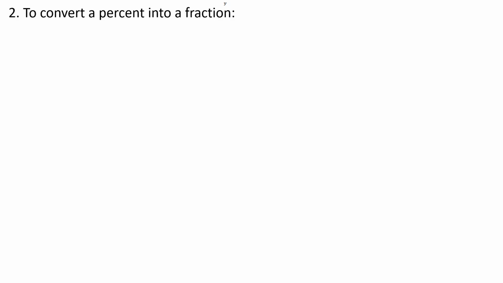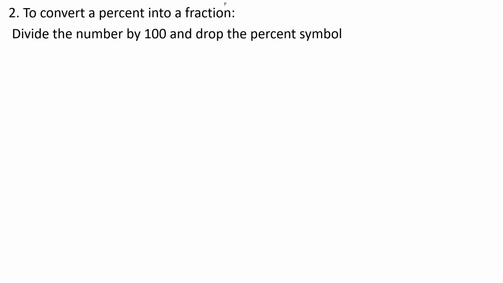This is to convert fraction into percent. Next point, to convert a percent into fraction, we have to divide the given number by 100, then drop the percent symbol. For example, to convert 45% into fraction, 45 divided by 100, upon simplification by 5, we have 5 nines are 45 and 5 twenties are 100. So 9 by 20, so 45% is equal to 9 by 20.